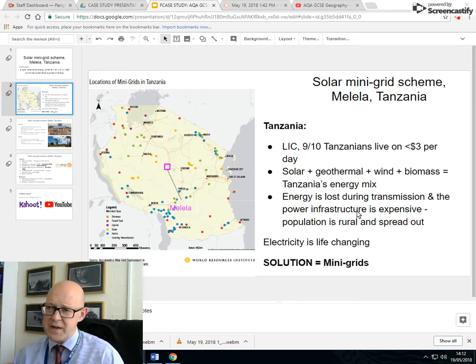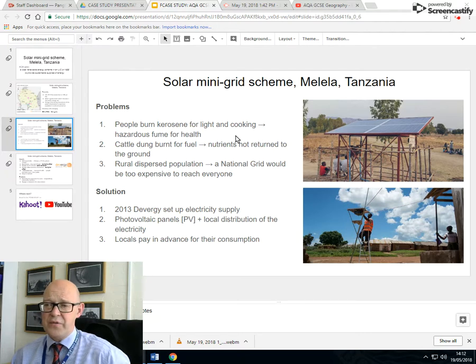So energy is lost and the power infrastructure is expensive. Therefore, the answer or solution is mini grids, small scale local grids. And in this area of Africa, the one big resource that is available, of course, is solar. And that's where the solar mini grid scheme comes from. You will be able to do some research and find the same images on the net. There's a solar panel. You know what PV cells look like, photovoltaic cells. So it's a solar cell, not a solar heating warm water panel.